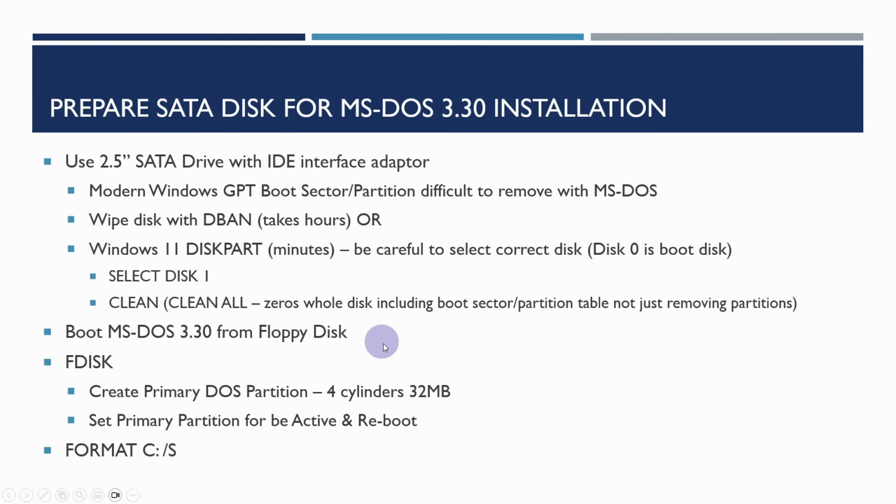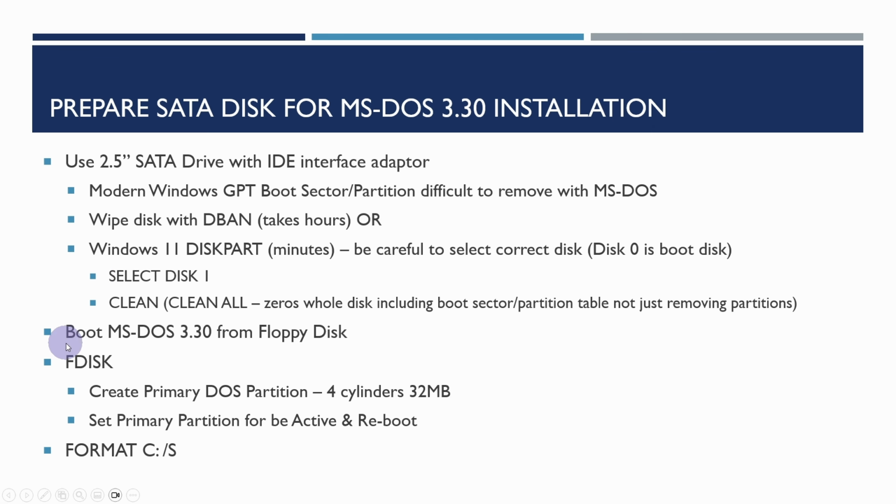First of all, I'm going to replace the SATA drive that I've been using up to now, which has a number of versions of Windows installed on it from the previous series. I've wiped the new disk I'm going to be using, so this has already had everything removed from it. I used the Windows 11 diskpart and did the clean on it. You need to be very careful to make sure you select the correct disk, otherwise you might wipe your whole operating system.